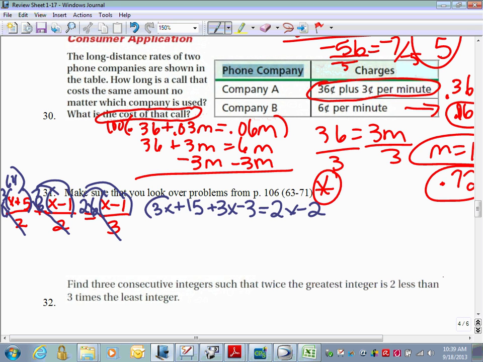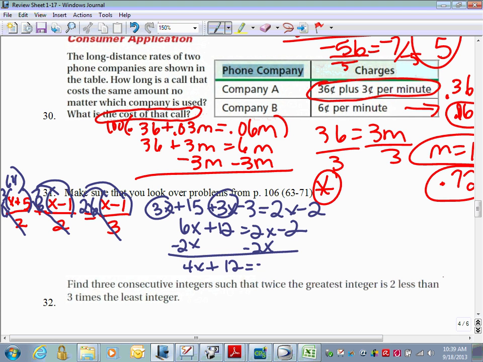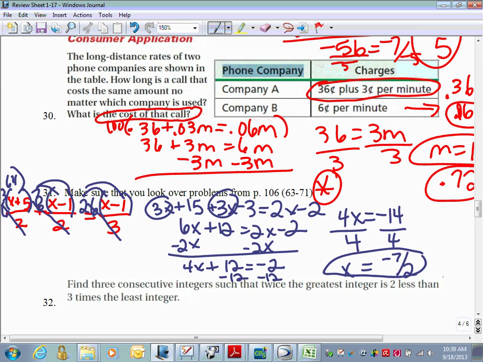I'm going to add these together. 3x and 3x is 6x plus 12 is 2x minus 2. Letters to the left. Do you see how easy the problem is once you get rid of those fractions? That gives me 4x plus 12 is negative 2 minus the 12. 4x is negative 14, dividing by 4. Do I have to reduce? Yes. So that's going to be negative 7 over 2. Final answer.